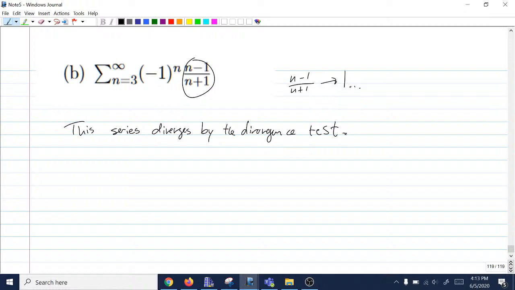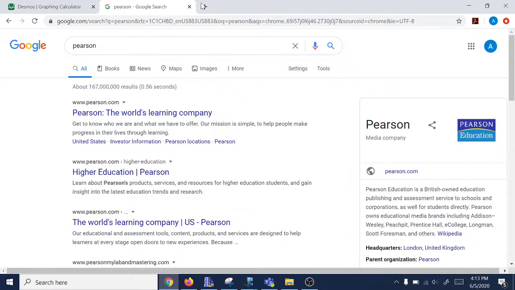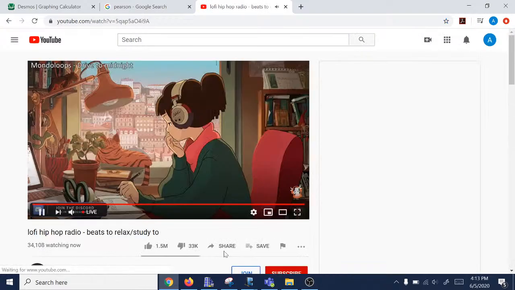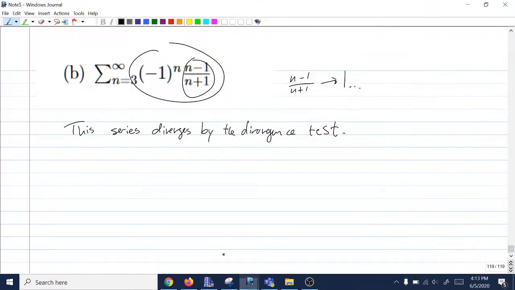I need to justify why the limit of the term is not 0. I'd like to say the limit is 1, but once you stick the negative 1 to the n on there, the limit is not 1. It's like alternating between getting close to 1 and negative 1. So that doesn't work. Cool. If that's the right idea, it's just not an easy thing to phrase.